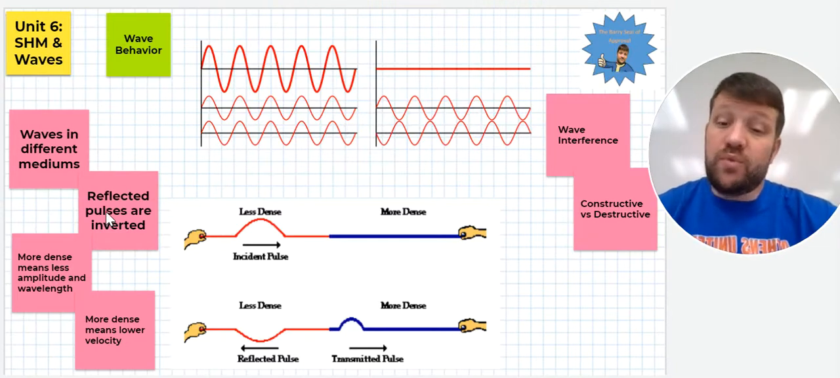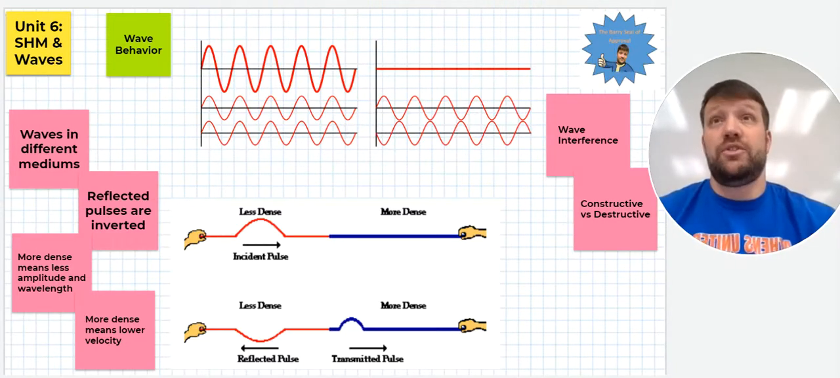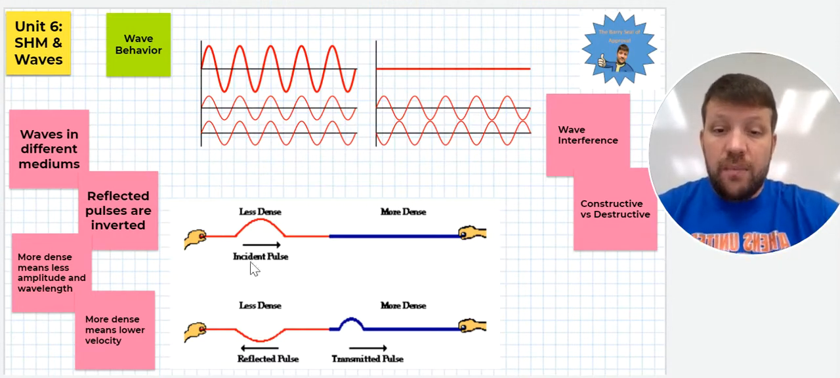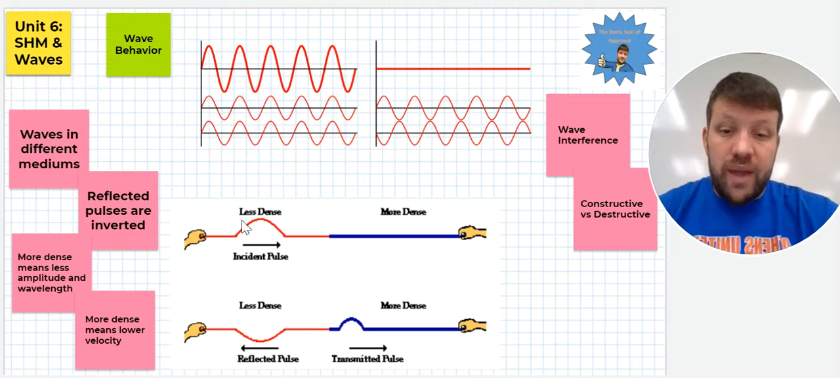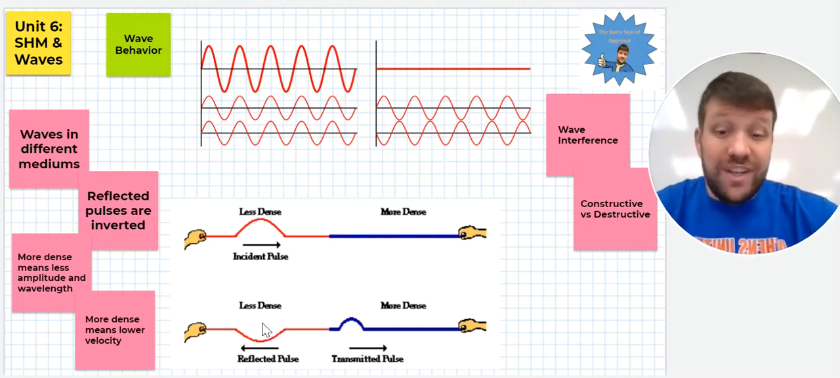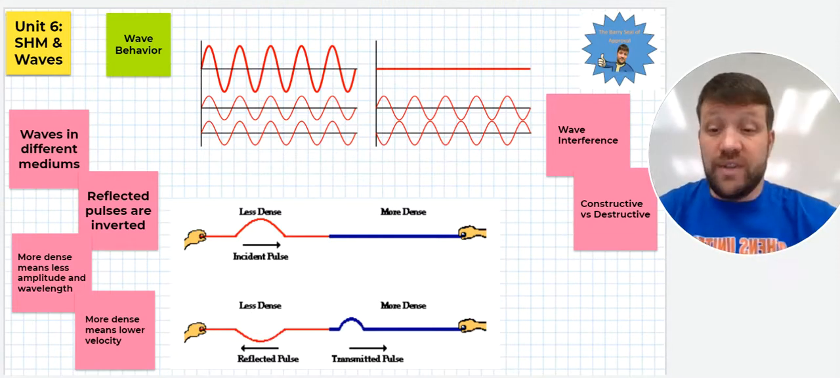Now, in different mediums, waves are going to travel differently. Energy is going to be transferred differently through whatever substance it is moving through. So what we've got right here is a pulse going through a less dense medium into a more dense medium. First, as it hits this boundary between the two, there's going to be some amount of reflection coming back here. Some of this pulse is going to move backwards, and that's just the nature of how a wave would work through an object.